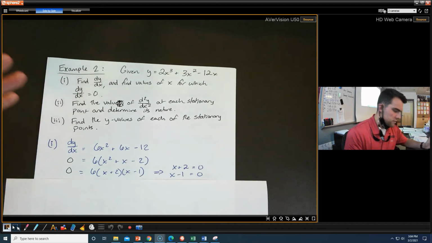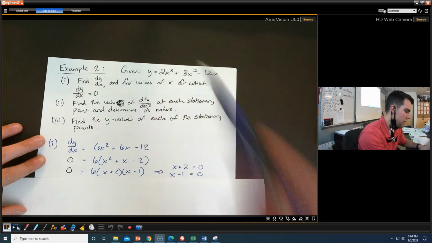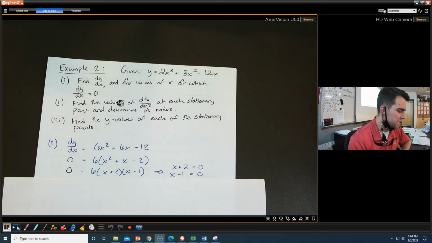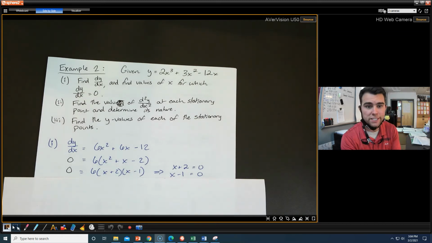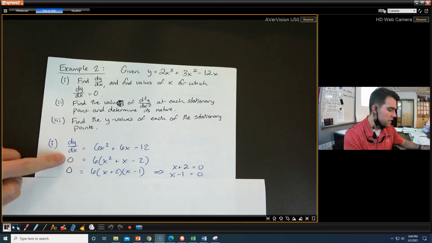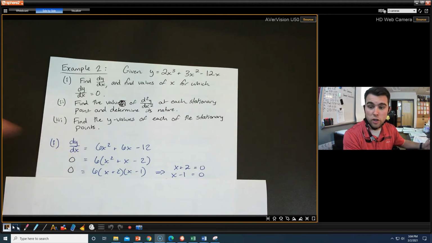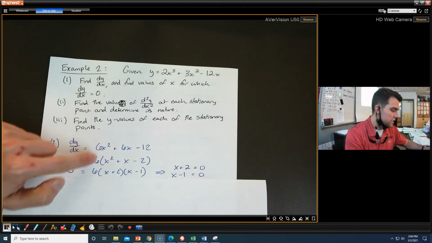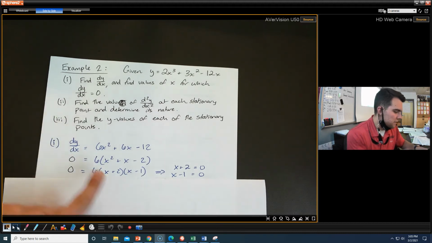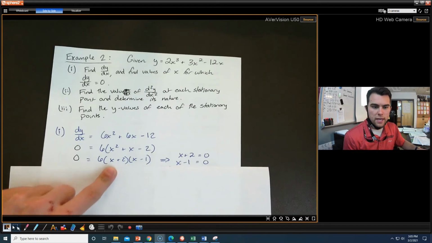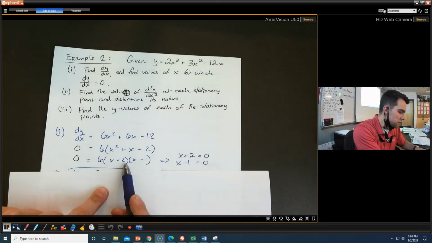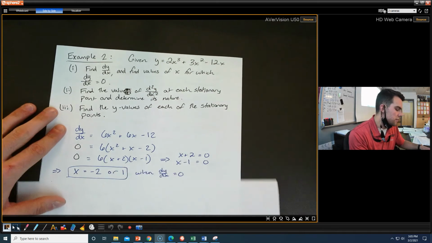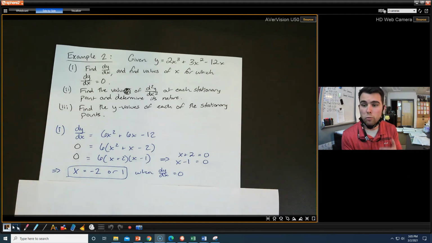Looking at part 1, I take the derivative of this function, again using my power rule, and I get 6x squared plus 6x minus 12. Now I want to see which x values give me stationary points. So I set dy dx equal to 0 and solve for x. I factor out a 6, then factor the inner part a little more, and I can set x plus 2 equal to 0 and x minus 1 equal to 0. I find that x is equal to negative 2 or 1 when dy dx equals 0. Those are the x values of my stationary points.